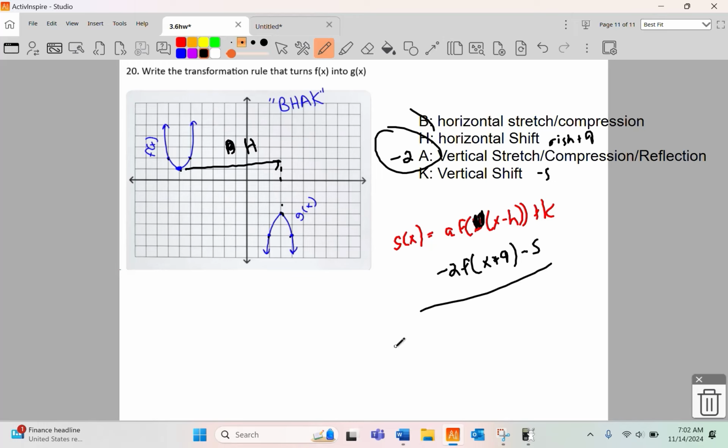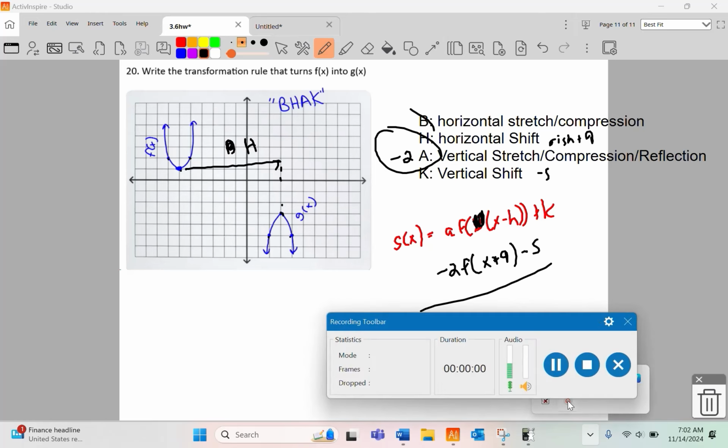There's your transformation. That'll do the job. Go right 9, fall 5, and you're done. So anyways, that didn't go as well as I wanted to this morning. I was not on my game, and I apologize.